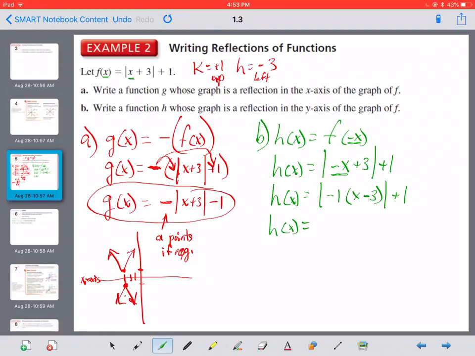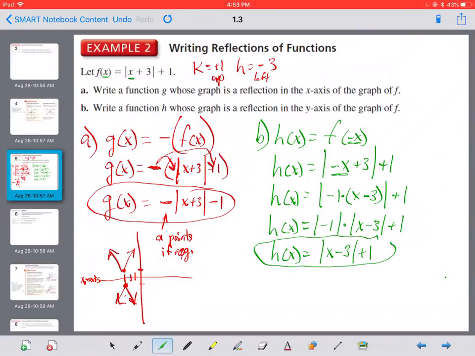Okay. Now, interesting property of absolute values is if you have an absolute value that has a multiply inside it, you can separate it into two different absolute values. So we can separate this into the absolute value of negative 1 times the absolute value of x minus 3 plus 1. The absolute value of negative 1 is 1, which when it's multiplying, I don't really have to write it because it just makes it the same thing.